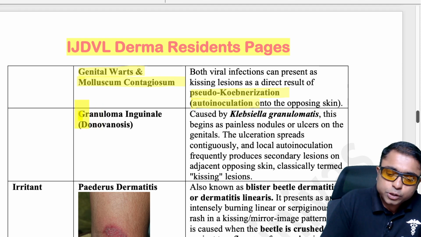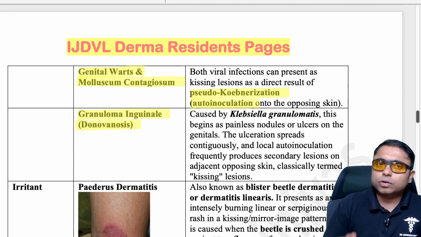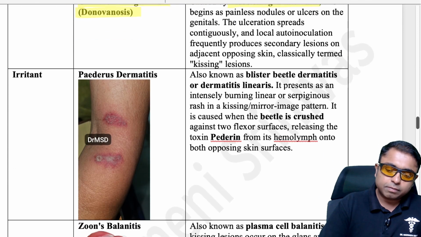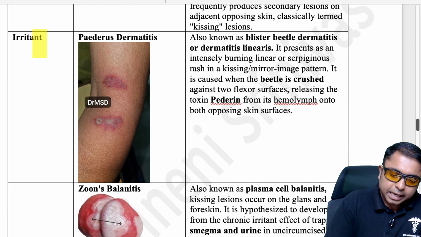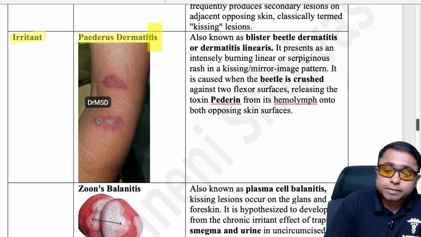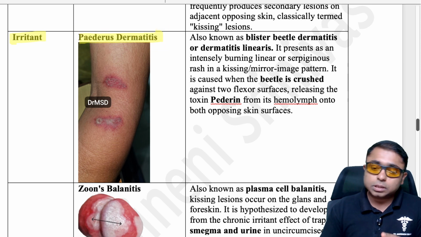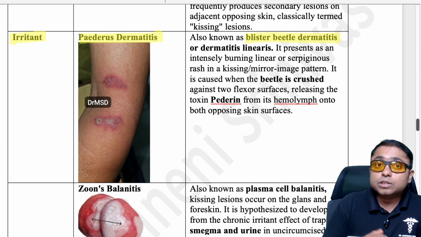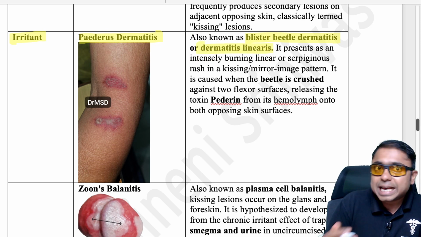Right. Next, you have granuloma inguinale, which is produced by Klebsiella granulomatis, which can present with these kissing lesions. Next, we have irritant conditions which can produce these kissing lesions, for example Paederus dermatosis, Paederus dermatitis, which is also called blister beetle dermatitis, or dermatitis linearis.